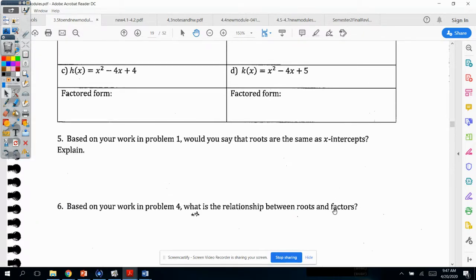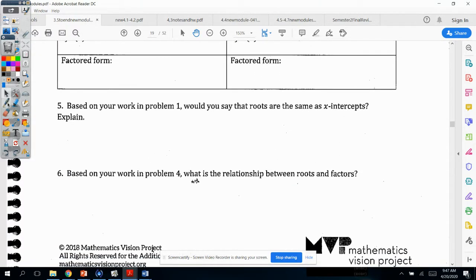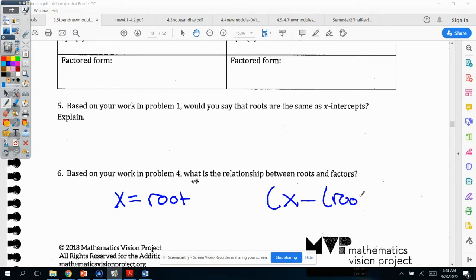What else do we got here? Problem 4 is the relation of roots and factors. Well, if you have a root, if x equals the root, then x minus parentheses the root is the factor. So that's a factor, and that's the root. So you can find them written with each other.